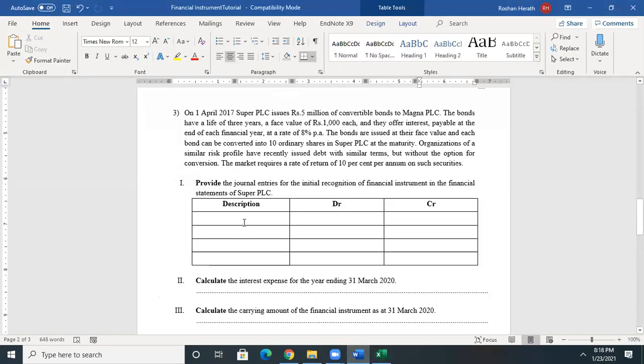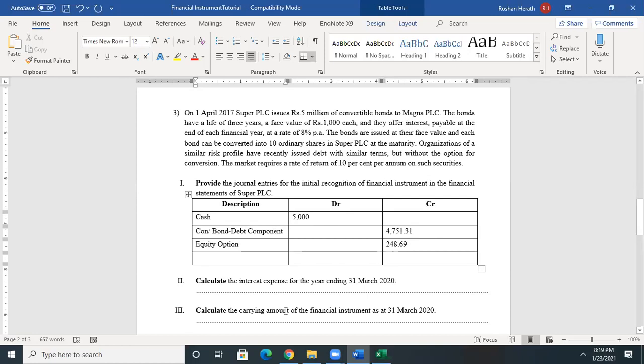So you can provide the entries here. So it is cash, 5 million, convertible bond, debt component, 4,751.31, 248.69. That was the equity option. So this should be your answer for the first question. Provide journal entries for the initial recognition of the financial instrument. Okay, this is it.